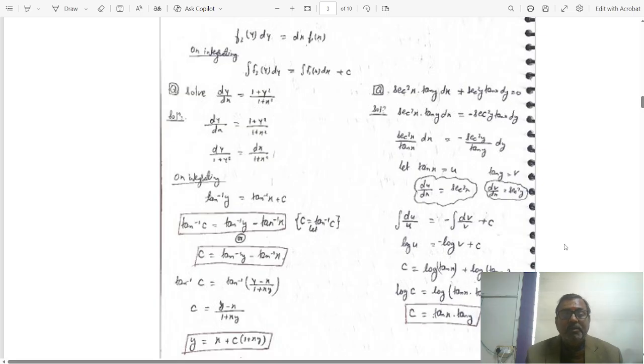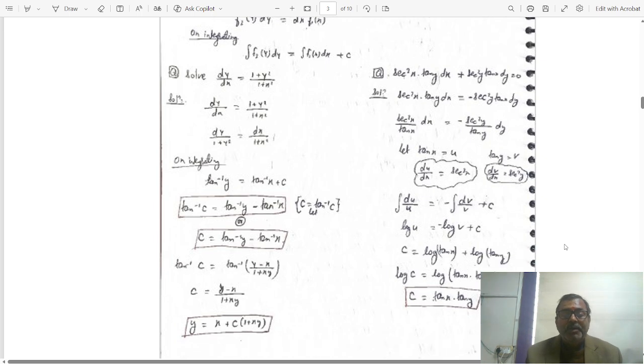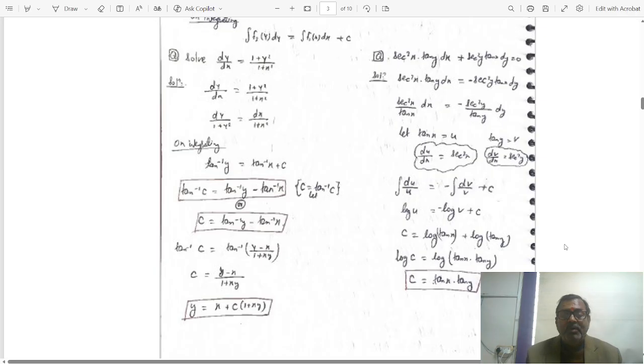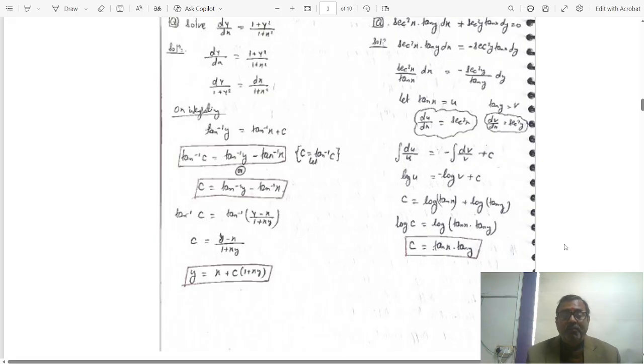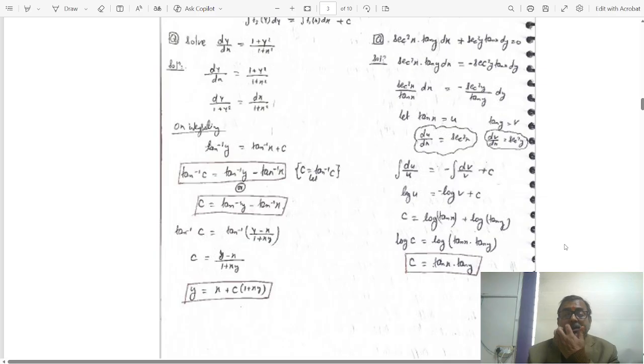So after simplification, c equal to tan inverse y minus tan inverse x. Applying the formula tan inverse a minus tan inverse b, we can write this as tan inverse of (y minus x) upon (1 plus xy). On comparing, here we get c equal to (y minus x) upon (1 plus xy). Also we can write this as y equal to x plus c into (1 plus xy). So that is the required solution of the differential equation.